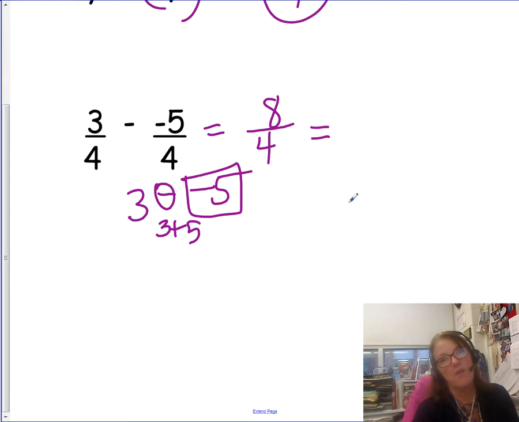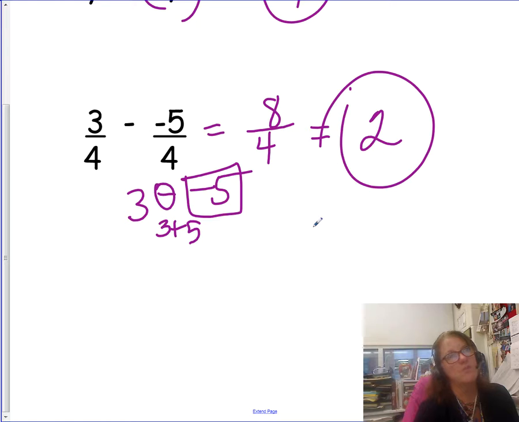Can't leave your answer that way. 8 divided by 4, that's exactly 2. 2 wholes, or 2/1, but you should write it like that. Okay? Sweet.